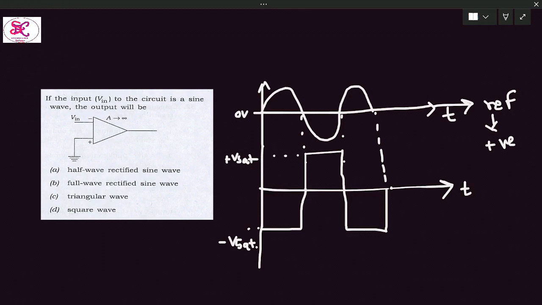So if the input is sinusoidal, and this sinusoidal we are applying at inverting terminal, and if there is open loop configuration of operational amplifier, so we are getting the square wave at output, but the phase shift is 180 degree since input is applied at inverting terminal. What is the answer of this question? That is square wave. So if input is sine wave at inverting terminal, so what we are expecting at output in the open loop configuration of op-amp, output is square wave.